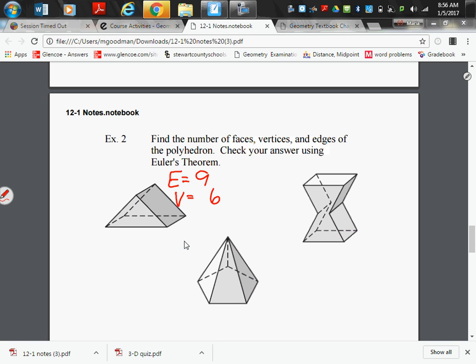Faces plus vertices minus 2 equals edges. Good. So if you don't have that in your notes, you need to write that down. Faces plus vertices minus 2 equals edges.